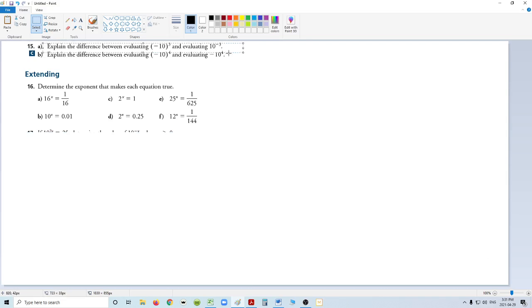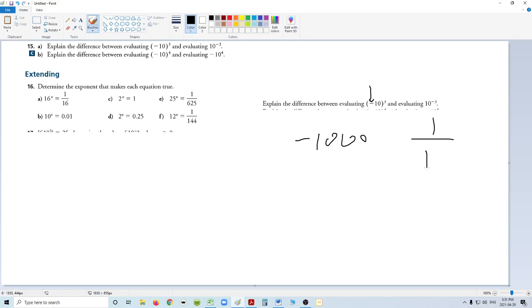Explain the difference between evaluating that and the second one. Well, this minus 10 gets cubed. So it's going to keep the minus because a cube keeps the minus. So it's essentially going to become negative 1,000. This 10 to the negative 3 is not anywhere near 10,000. It's 1 over 10 to the 3, which is equal to 1 over 1,000.